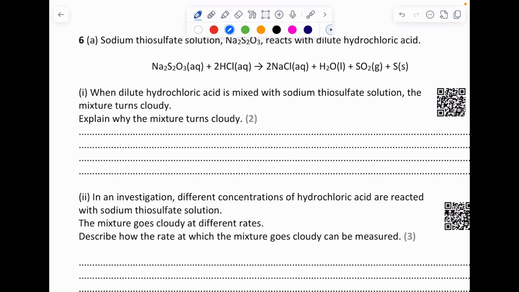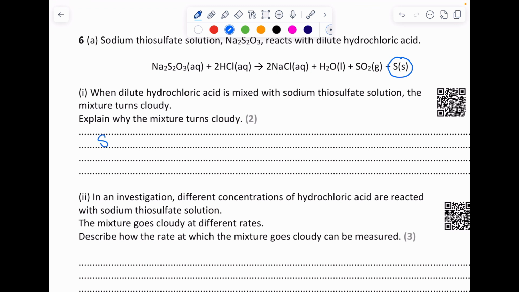Okay, so sodium thiosulfate reacts with acid. This is what we've done in class. This is the disappearing cross experiment. It says when the hydrochloric acid is mixed with sodium thiosulfate, the mixture turns cloudy. Explain why the mixture turns cloudy. So if you look at the equation here, this is producing sulfur, which is a solid. And it's that solid that makes it turn cloudy.